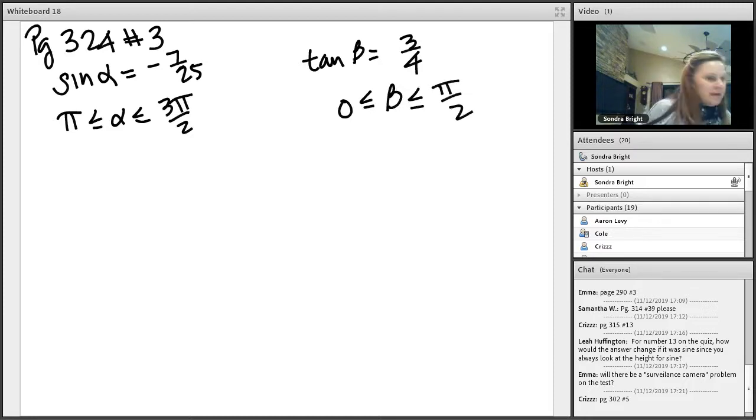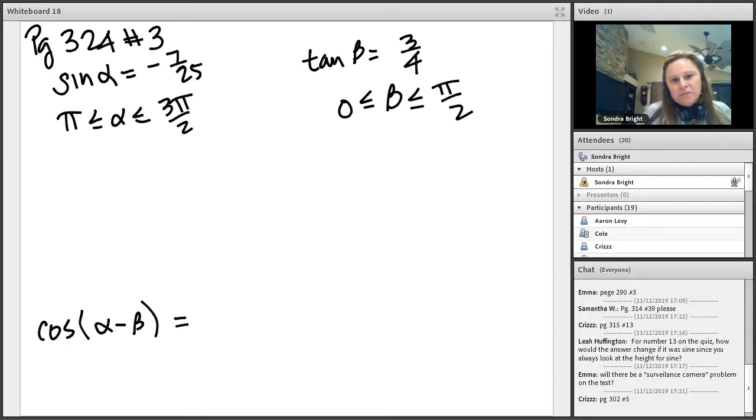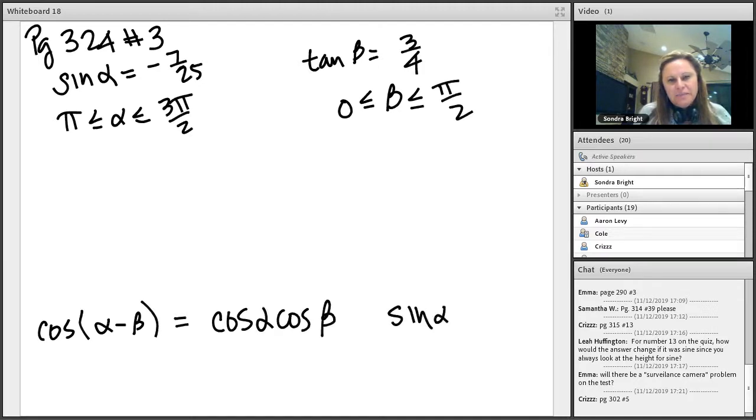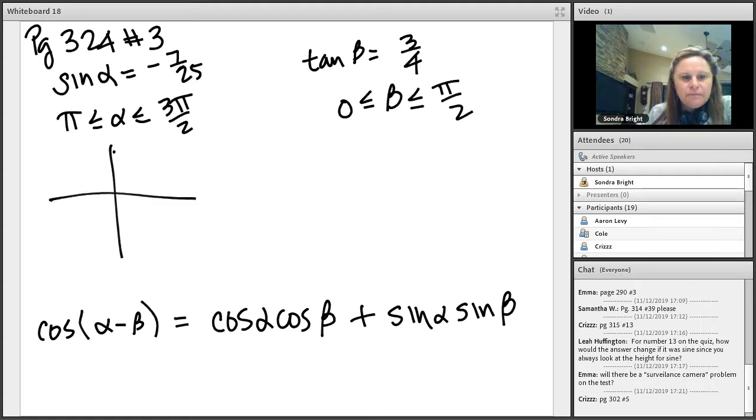And they want us to find cosine of alpha minus beta, right? Well, so that's a difference one. And so it's cosine, cosine, sine, sine. Change the sign in the middle. Plus. So I need cosine and sine of each of these guys. So when they tell you alpha is between pi and 3 pi over 2, that means alpha is here in quadrant 3.